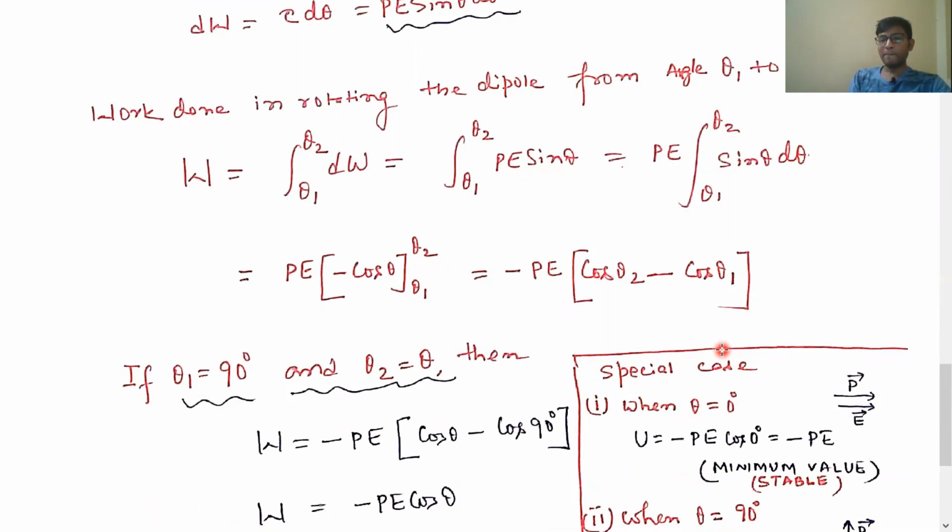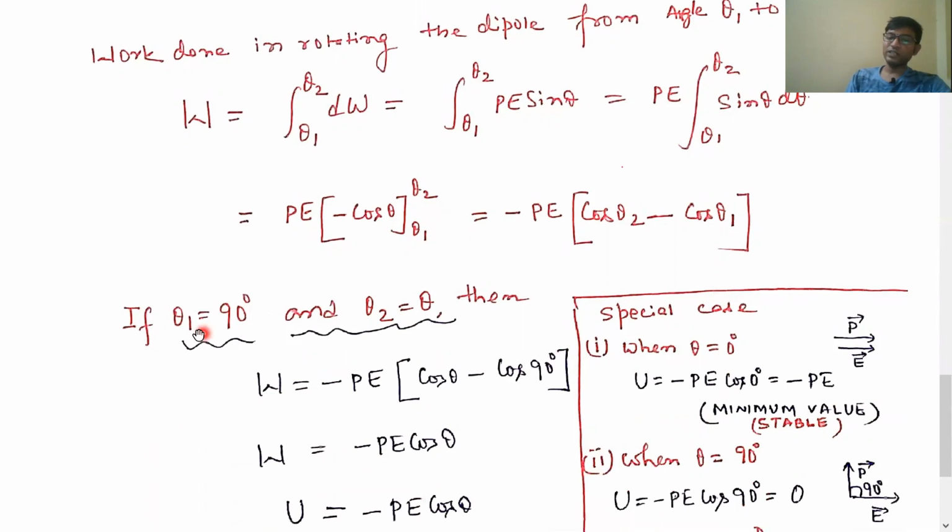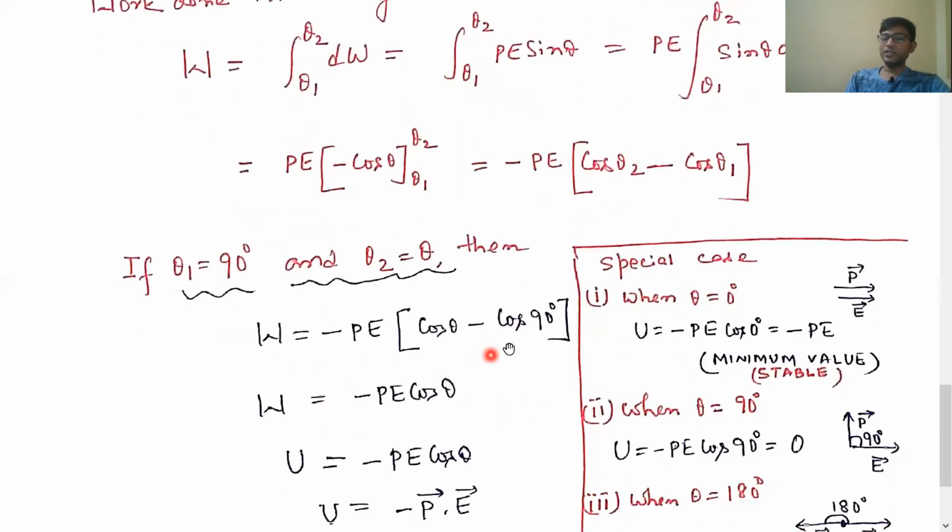where the energy is 0, or minimum, is when theta is equal to 90 degree. So here we have supposed that theta 1 is equal to 90 degree and theta 2 is equal to theta. So on putting this value, we will get minus P E into cos theta minus cos 90 degree.